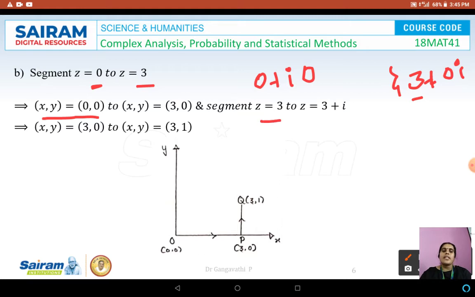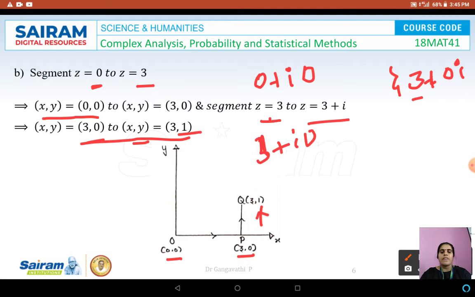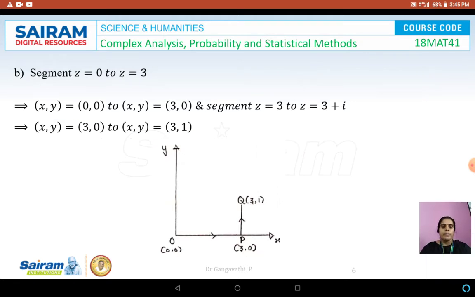And the segment z equal to 3 to z equal to 3 plus i, which is nothing but x comma y from 3 comma 0 to x comma y equal to 3 comma 1. So here x plus iy is 3 plus i0, and here it is 3 plus i. So that is what we have written. The graph of which will be the first line segment 0 to 3, and the next one is P to Q, that is 3 comma 0 to 3 comma 1. This line segment is this, which we have taken as P to Q.